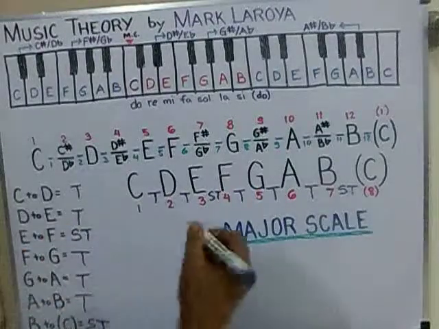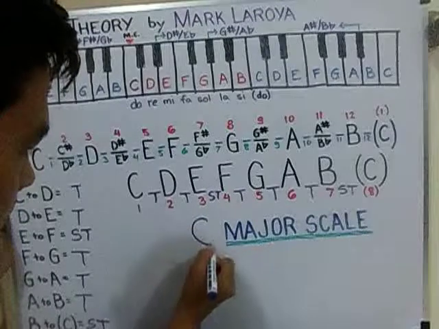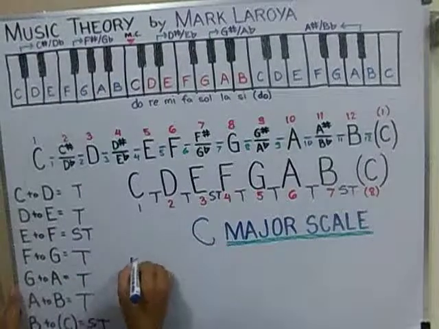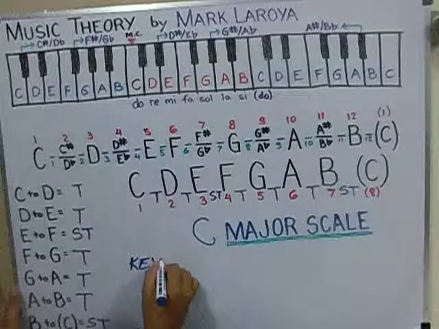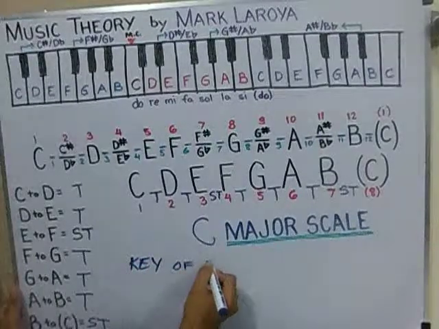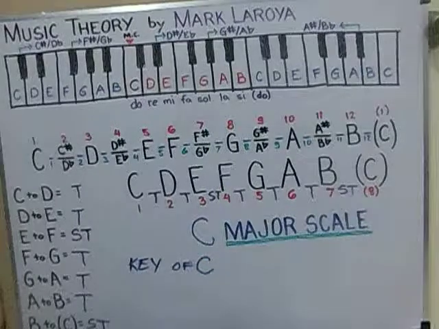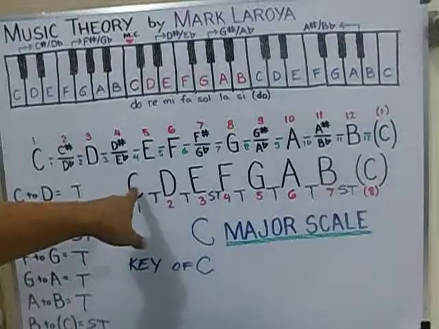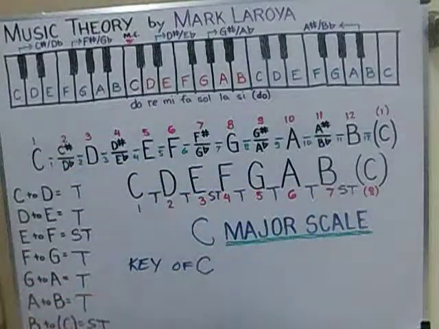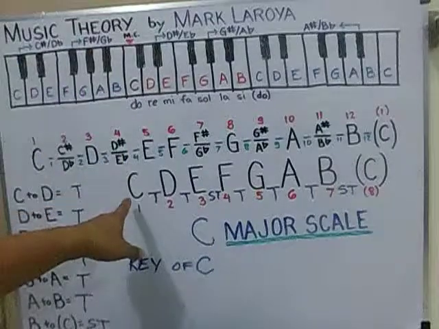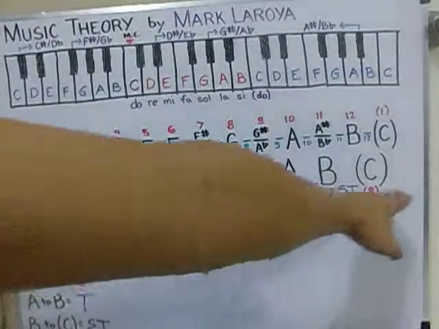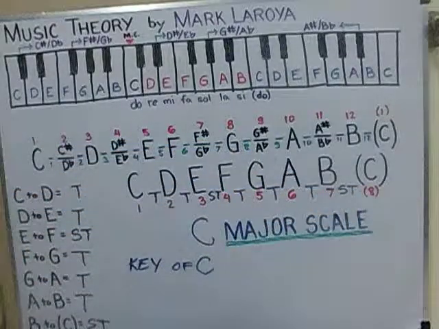This is the C major scale, or we can also call it the key of C, because we use the scale of C. So this is the key of C. If you notice, there are no sharps or flats along the way as we constructed the major scale for C.